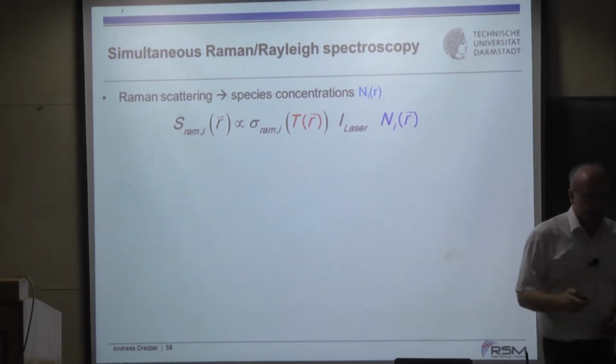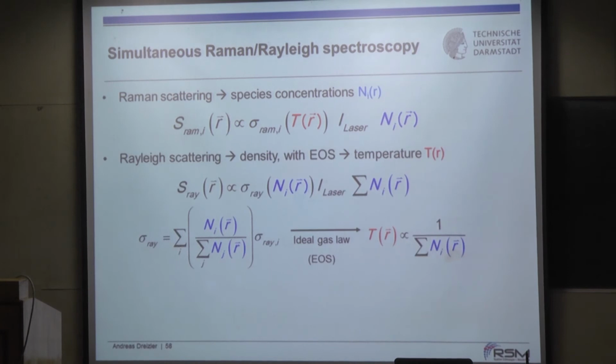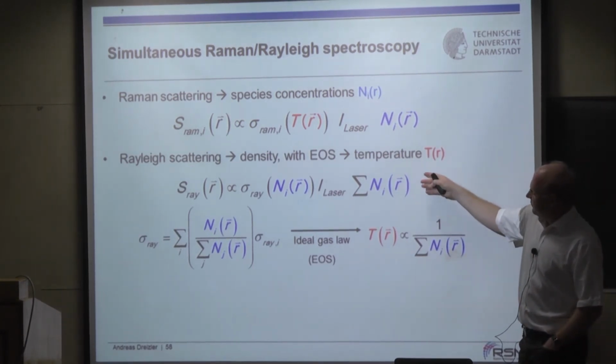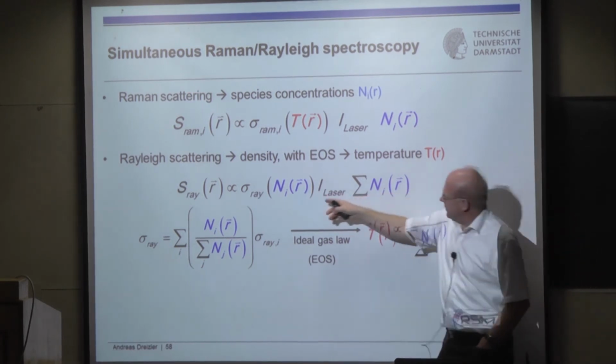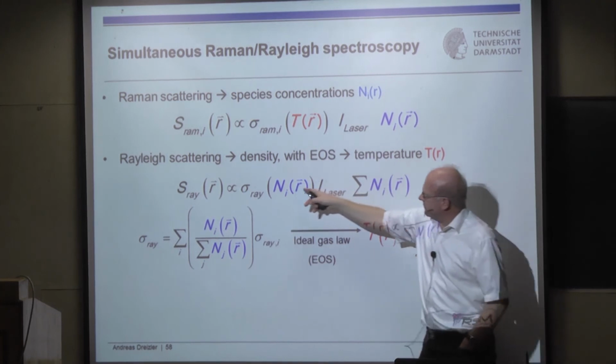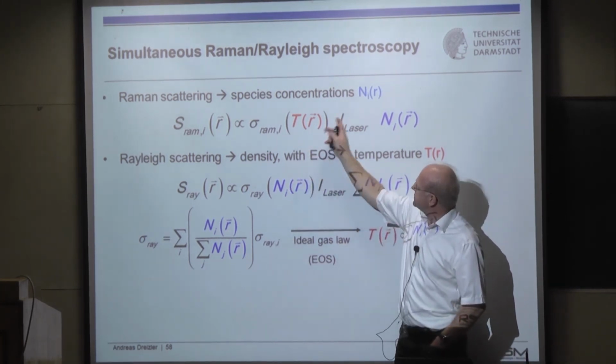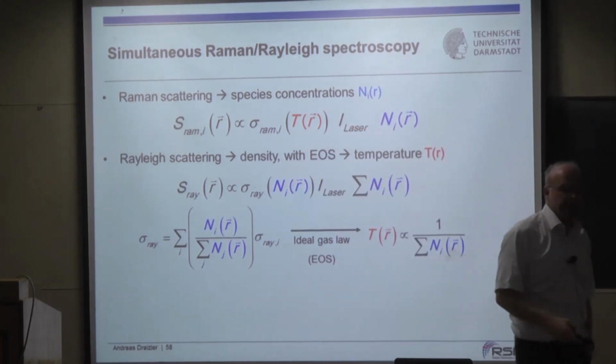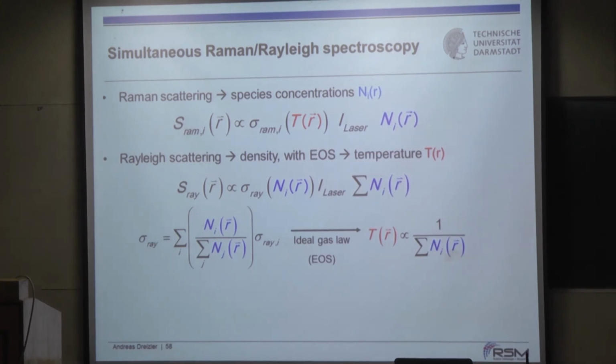And so, well, we don't have the temperature. However, the other equation for Rayleigh shows you here gives rise to the density, but the cross-section here is dependent on the species concentration. And neither of them do you know initially. And so the simple way to do it, you just start an iteration.